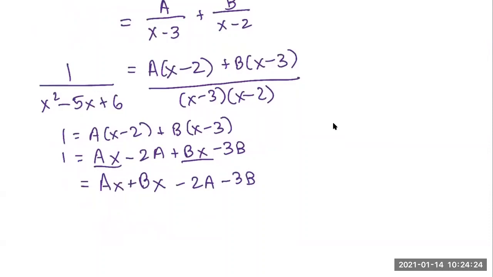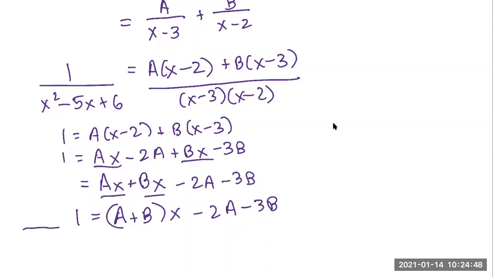Okay, after that, you will notice that these two terms have an x in them. So if I factor out my x, but this time I'm going to put the x at the end, and then let's just leave negative 2a minus 3b. Okay, so then when I look at my expression, the left-hand side, you don't have an x term here. It's just the constant.